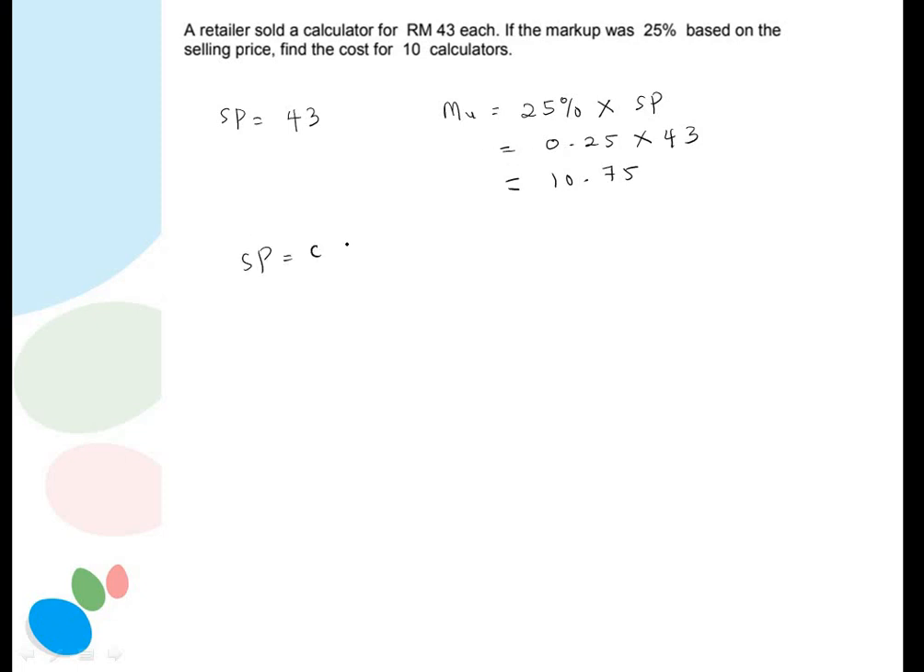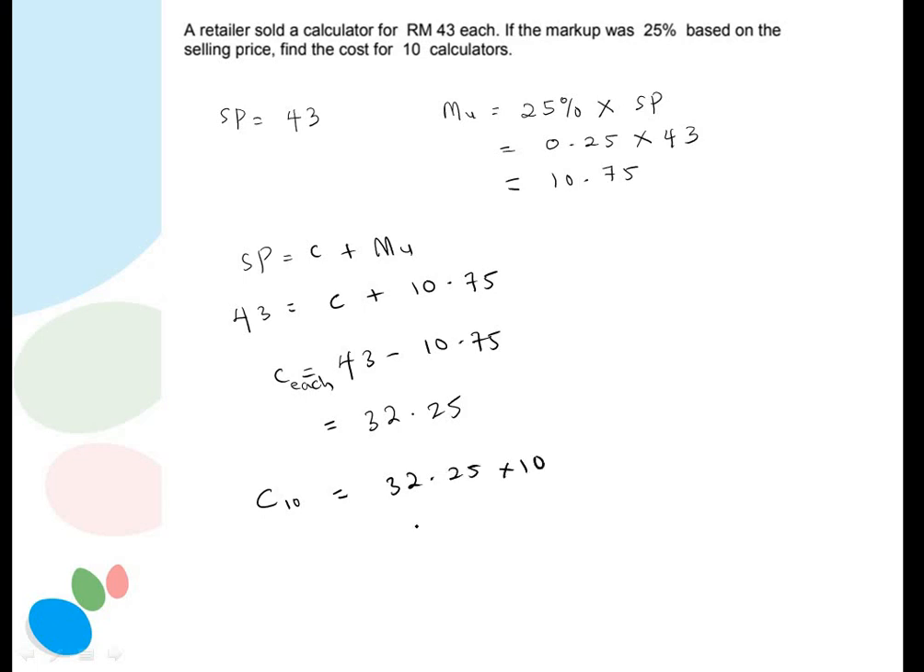Formula SP equals C plus M. Our SP is 43, C plus 10.75. So C equals 43 minus 10.75. C equals 32.25. Okay, however, they want the cost for 10 calculators. This one is cost for each. Cost for 10 calculators, 32.25 multiplied by 10. Final answer RM322.50.